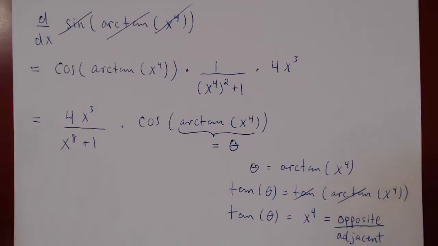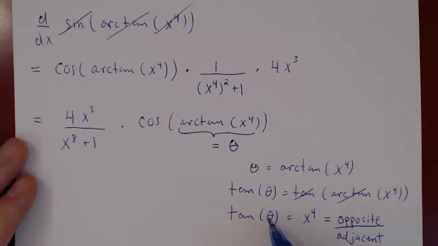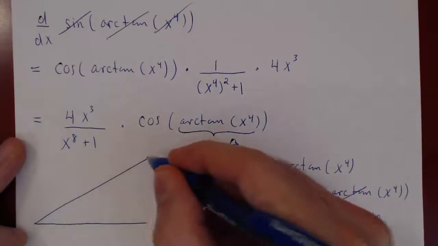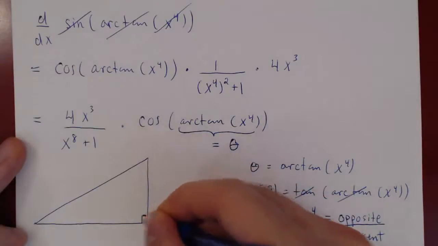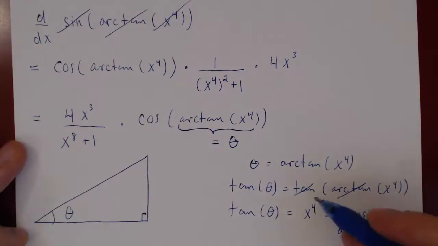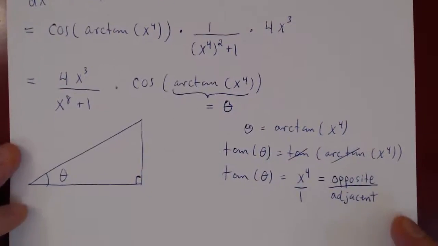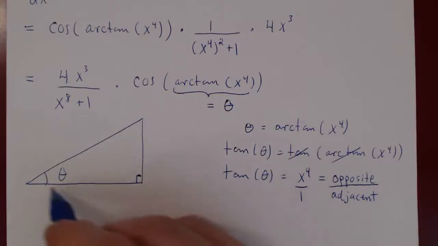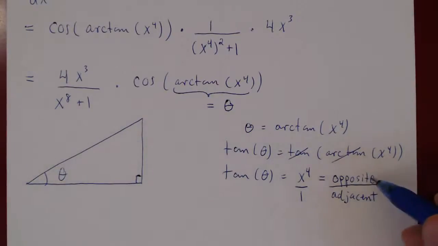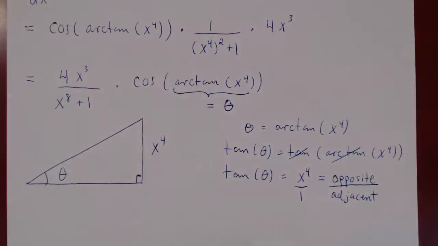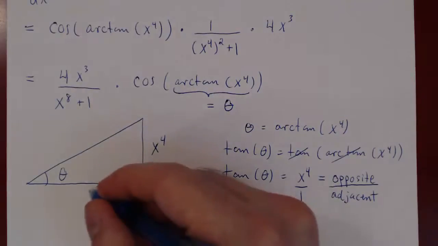And now we can build a right triangle where the angle is theta, right? So if you build a right triangle, the angle is theta. And now, let's write this as a fraction. X to the 4 is just x to the 4 over 1. So, tangent of theta is the opposite side over the adjacent. Well, the opposite side we can take to be x to the 4 over the adjacent side, which is 1.